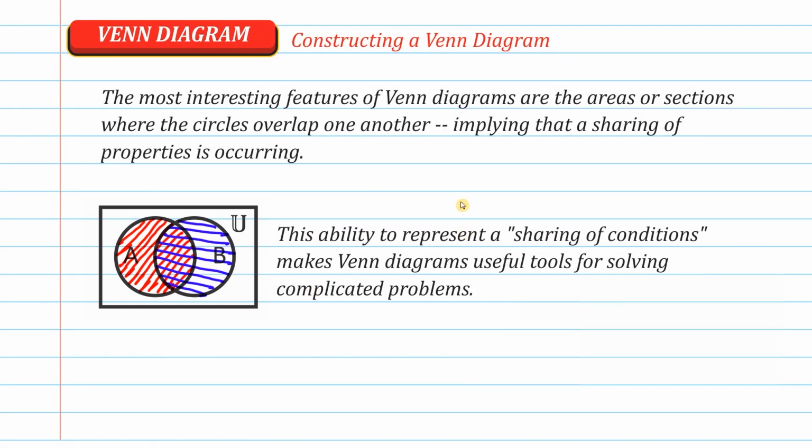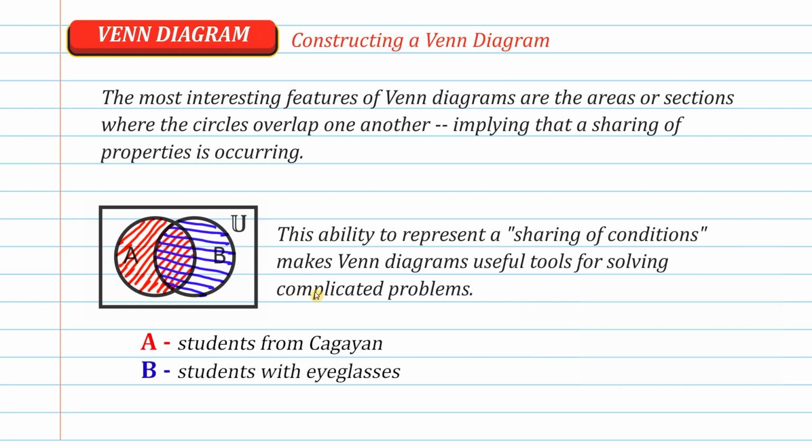So, the most interesting features of Venn diagrams are the areas or sections where the circles overlap. So, yan sa overlapping part, implying that a sharing of properties is occurring. Now, example tayo. Let's say set A is students from Cagayan. Okay. Now, set B kunwari are students with eyeglasses. Anong ibig sabihin ng overlapping part? Ang ibig sabihin nun, these are the students na from Cagayan and wearing glasses. So, yan yung ibig sabihin ng implying a sharing of properties. Now, this ability to represent a sharing of conditions makes Venn diagrams useful tools for solving complicated problems.